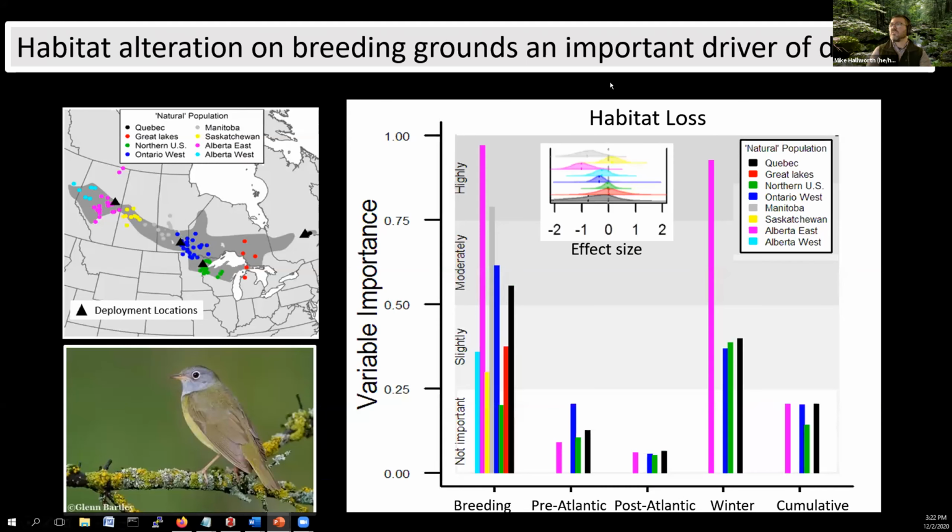The cumulative effect here. And so the most important variable, it turns out to be habitat loss during the breeding grounds. And this is the effect size here. So almost all of these natural populations, there's fewer Connecticut warblers where you lose more habitat during the breeding grounds.